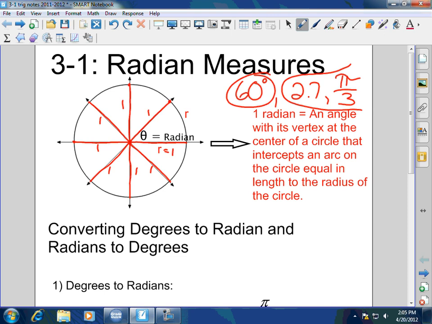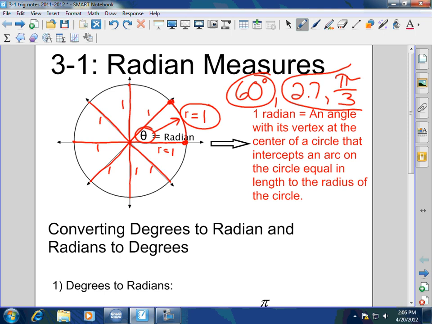It says here that it's a radian when the angle intercepts an arc that is equal to the radius of the circle. So when I have a radian, what's happening is I have not a degree, but an angle theta that intercepts an arc that is equal to 1. That's what a radian is. It's an angle measure that intercepts an arc equal to the radius of the circle. In our particular case, since it's a unit circle, that arc length is equal to 1. So that's what a radian is.